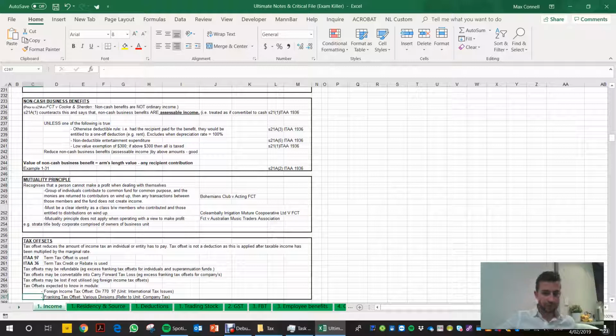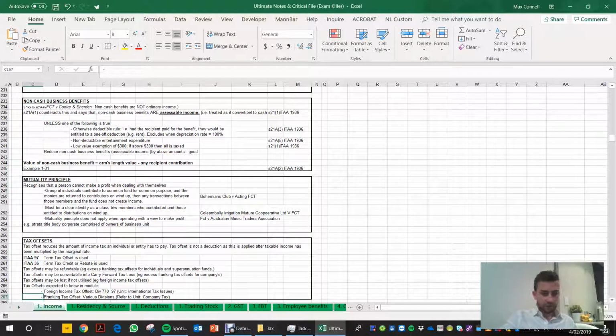So here's some examples. A group of individuals contribute to a common fund for a common purpose, and the money is returned to contributors on wind-up. Then any transactions between those members in the fund do not create income. So you create a fund, and the money is returned to you if you wind up the fund. Not income, because it's income to yourself. You're earning money off yourself, so it's not income. That's Bohemian Club versus Acting FCT. There must be a clear identity as a class of members who contributed and those entitled to distributions on wind-up. So anything to do with winding up an entity and the money going back to you falls under the mutuality principle.